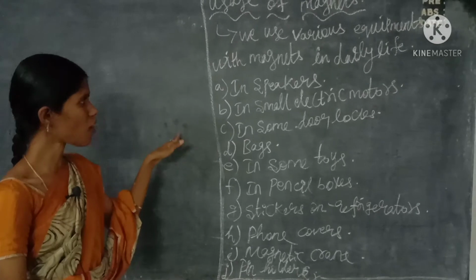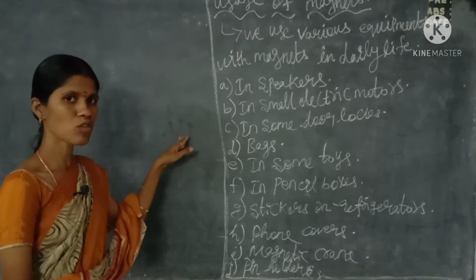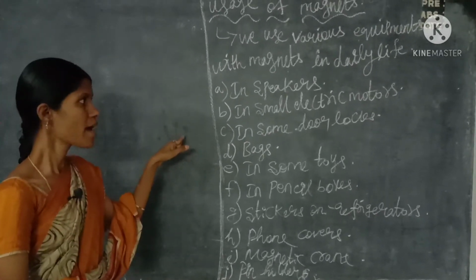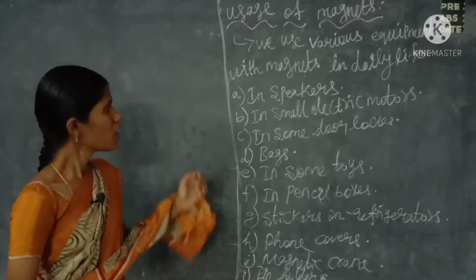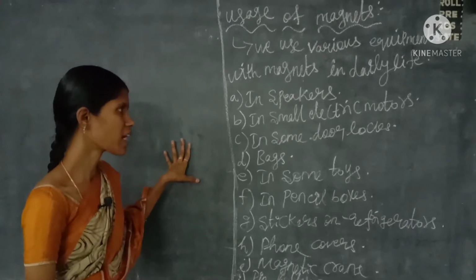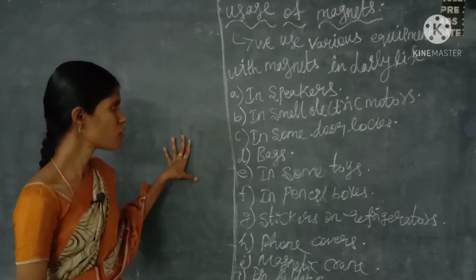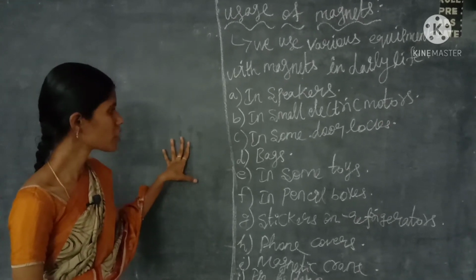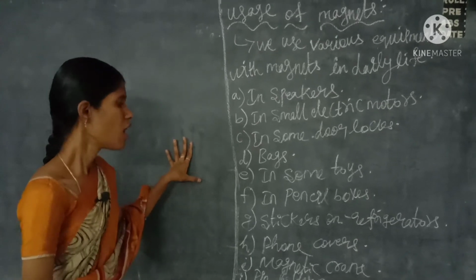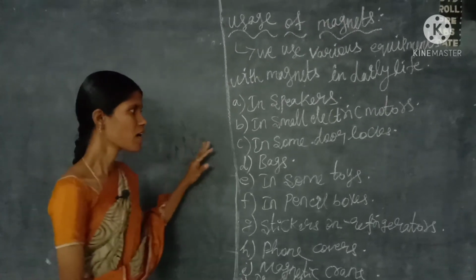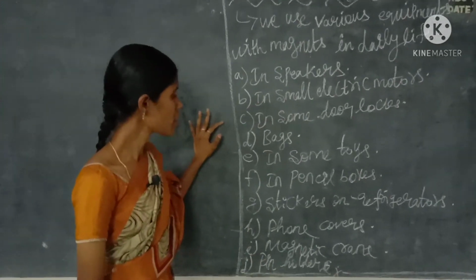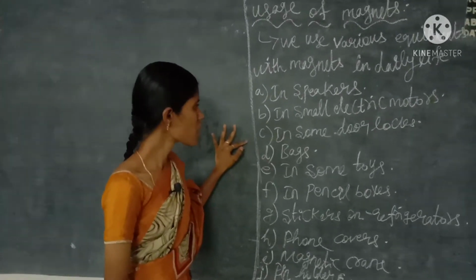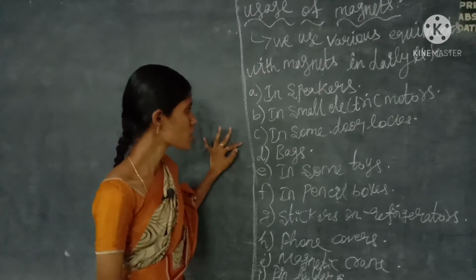Okay, so the first one is speakers. The magnets are used in the speakers, on both sides of the speaker. You already saw. Then the second one is small electric motors. In the motor itself, the magnet is used. Then the third one is some door locks, for example in some hospitals and banks. In those places we use magnets in the door locks.